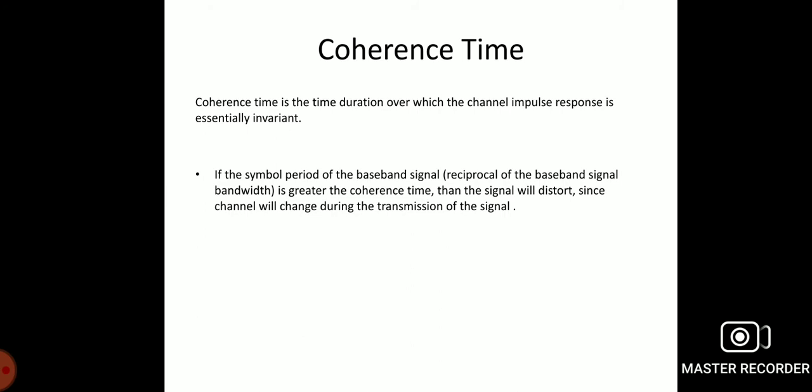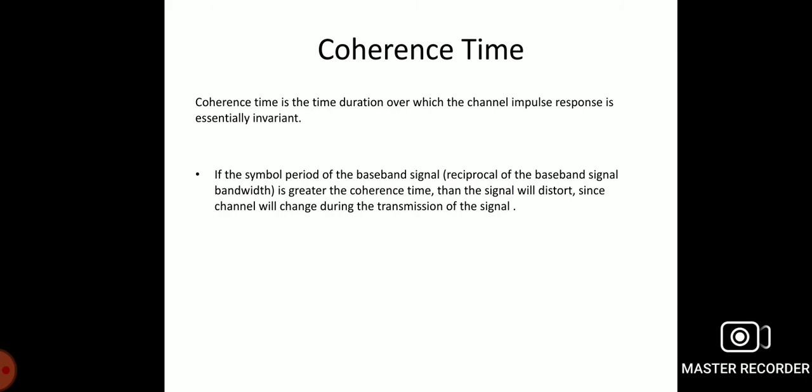The coherence time is a statistical measurement of the time duration over which the impulse response of the channel is invariant. If the coherence time of the channel is lesser than the reciprocal bandwidth of the baseband signal, then the probability of occurrence of noise at the receiver is high. So the coherence time is the time for which the time correlation function is greater than 0.5. So Tc is equal to 9 divided by 16 pi Fm, where Fm is the maximum Doppler shift.